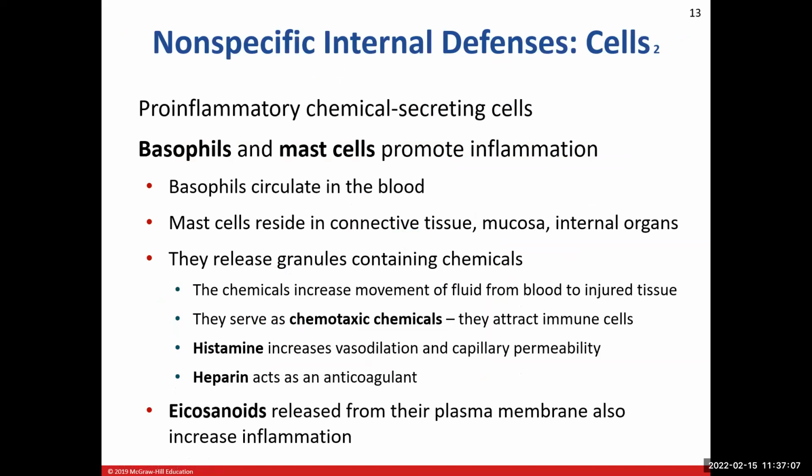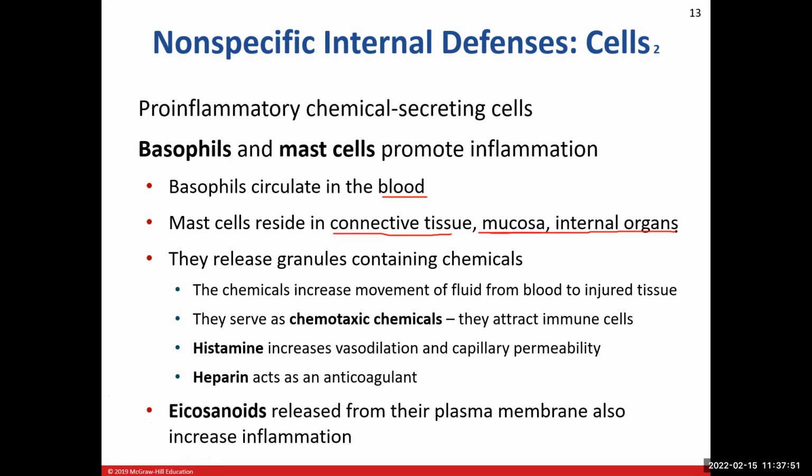All right, let's talk about now what we call pro-inflammatory chemical secreting cells. Pro-inflammatory, meaning we're encouraging inflammation. Basophils and mast cells are very similar. Yes, they both promote inflammation, that's obvious, but what we're going to see is the basophils are going to be the cells that are in circulation in the blood, and the mast cells are going to be residing in our connective tissue, in the mucosal membranes and some of the internal organs.